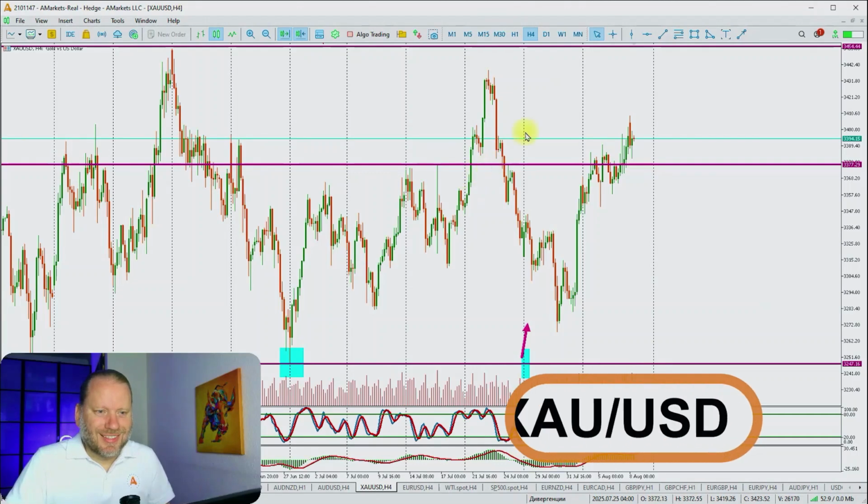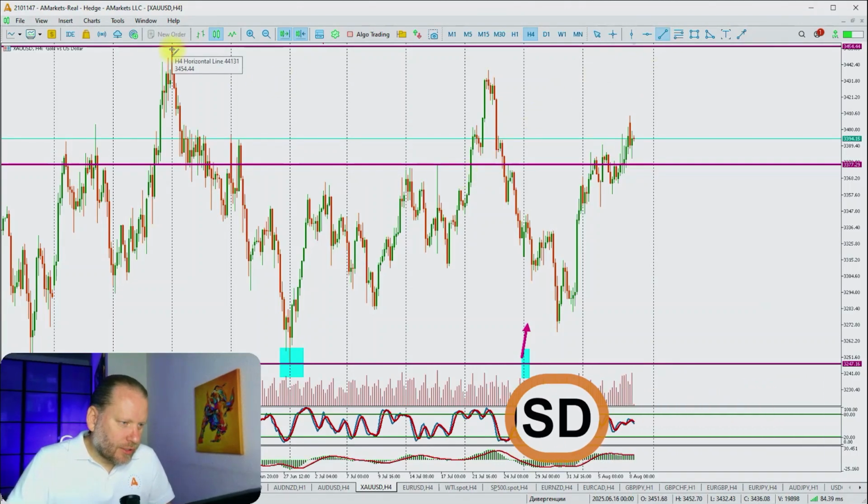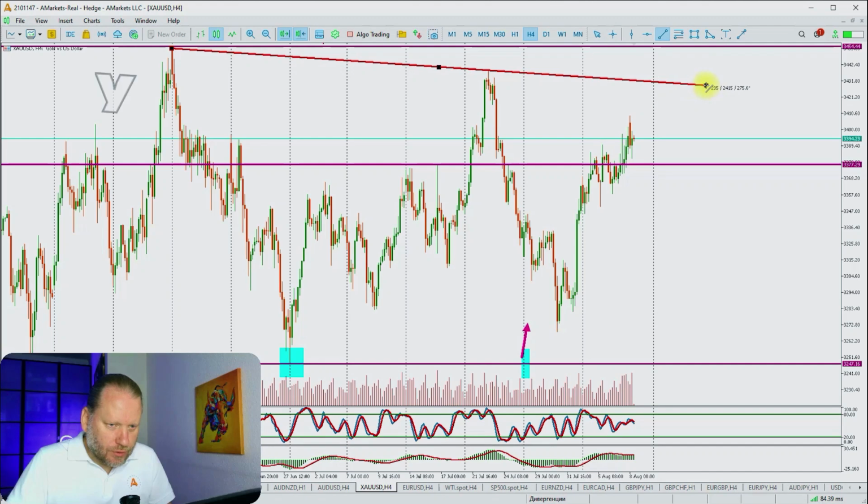Gold is approaching a resistance line from which I expect a correction. Let me draw this line. This is how the line looks.